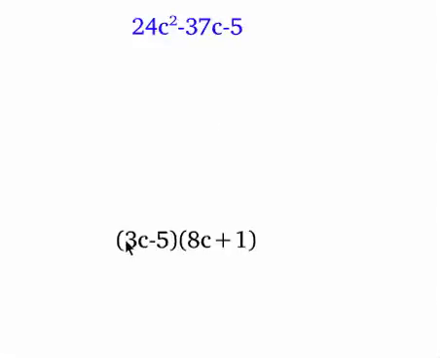So we have 3c and 8c, and factors of 5 are 5 and 1. So 3c times 1 is 3c. Negative 5 times 8c is negative 40. Negative 40 plus 3 is negative 37. So that works. So that's all you have to do to play with trial and error.